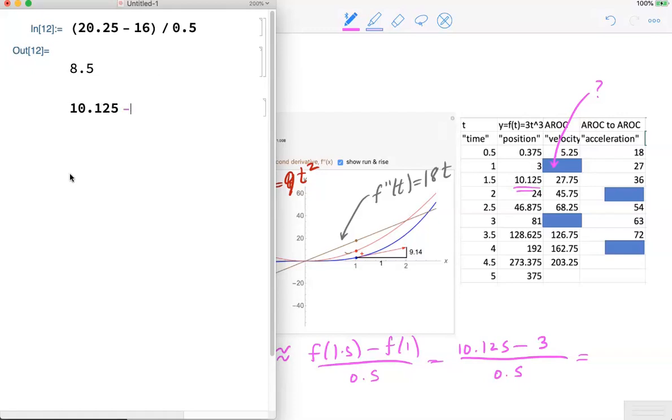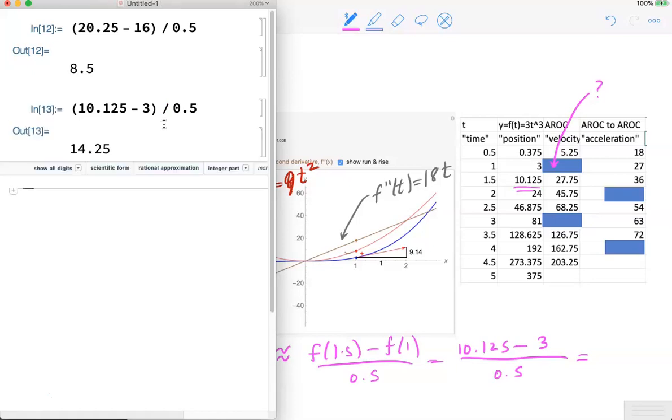10.125 minus 3. You're probably thinking, why aren't we just using the formulas? We will in just a second, but we need to see what these functions mean in their context. So we're going to get 14.25.